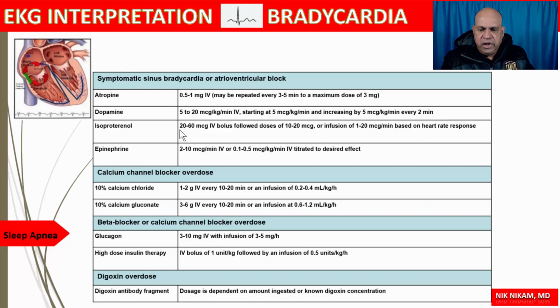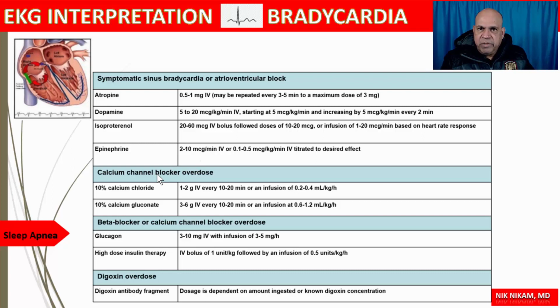Isoproterenol, ranging from 20 to 60 micrograms IV bolus, followed by a dose of 10 to 20 micrograms, or an infusion of 1 to 10 micrograms per minute based on the heart rate response. And of course, we can also use epinephrine infusion at 2 to 10 micrograms per minute.